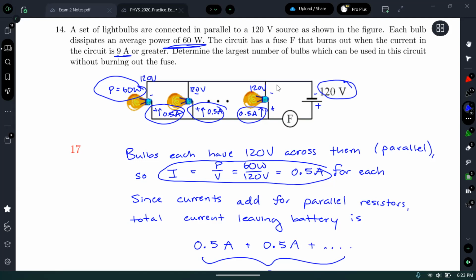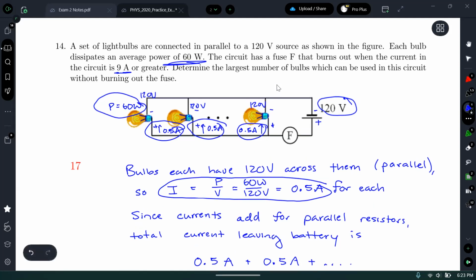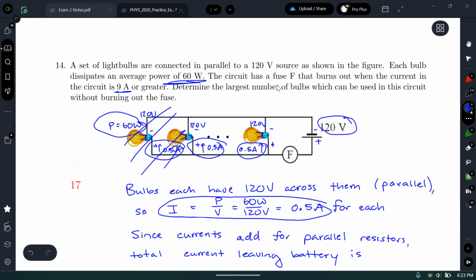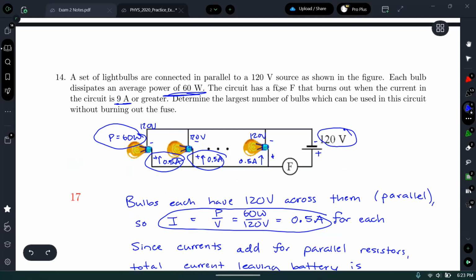I would think of parallel as like nothing really changes if we just cut this whole thing out. That's why outlets are wired in parallel. Disconnecting one appliance is not affecting what's happening to the others. So we would still have a half amp of current, whether we had two bulbs or three. The battery would just have to supply more current if we had three bulbs. So with three, it would be 1.5 amps. It would be a half amp for each bulb.